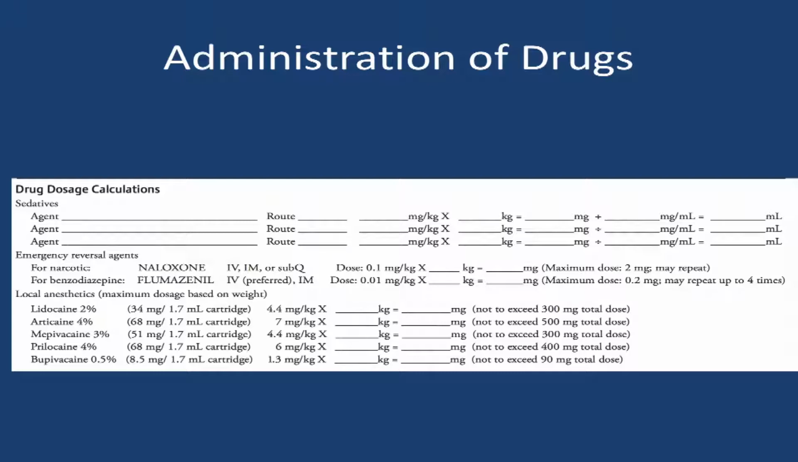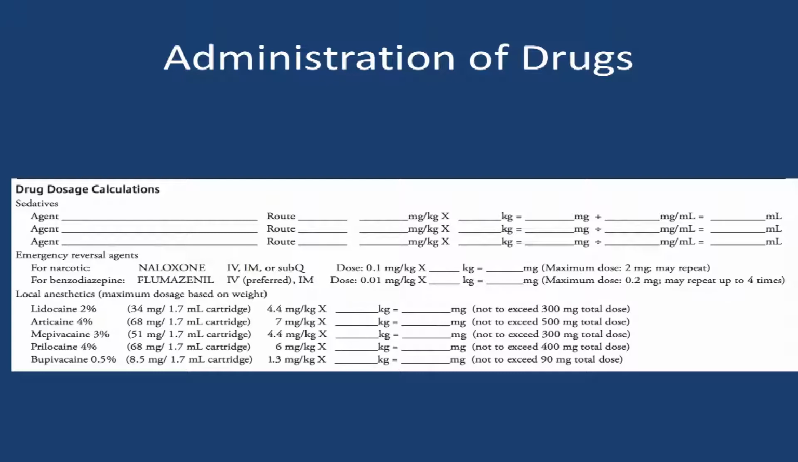Once the total milligrams are determined, the dosage concentrations are registered in milligrams per milliliter, and it allows us to draw up medications that are liquid on a milliliter basis.